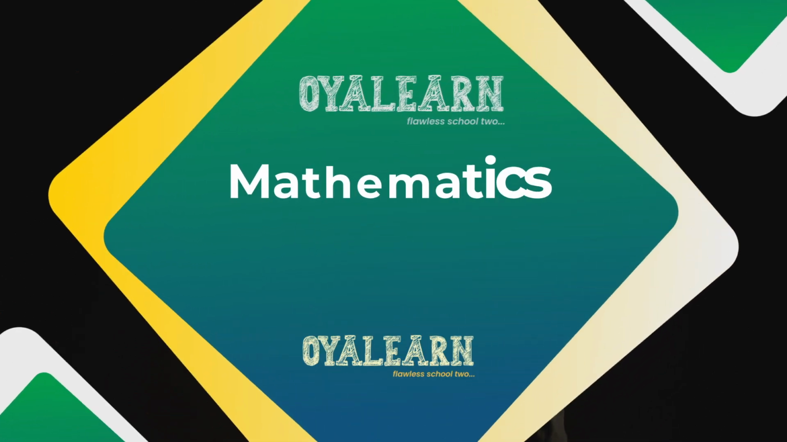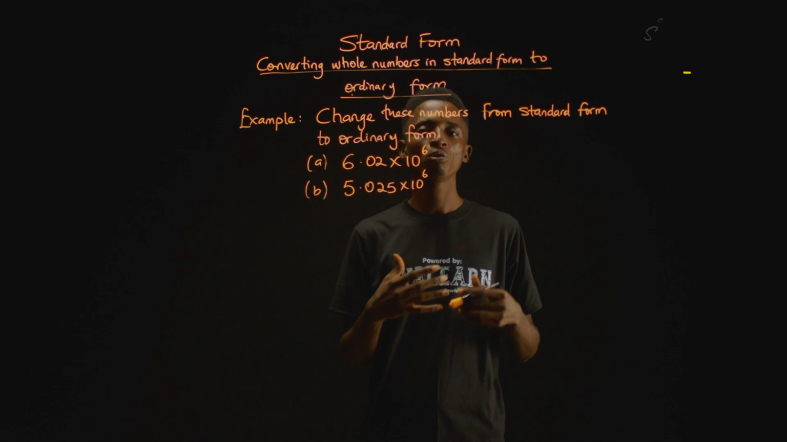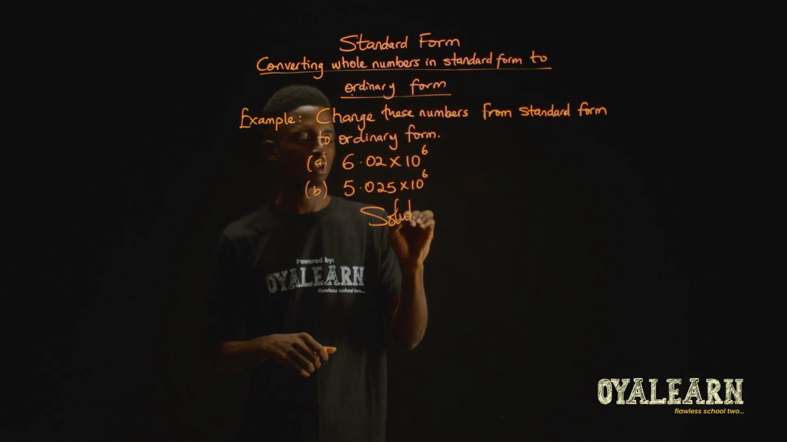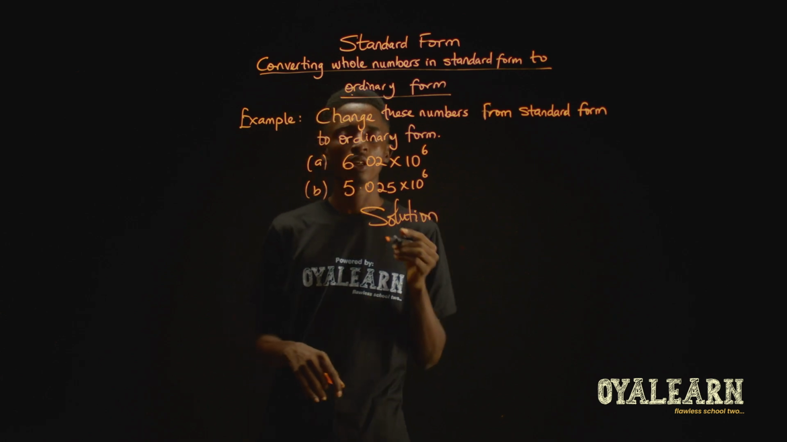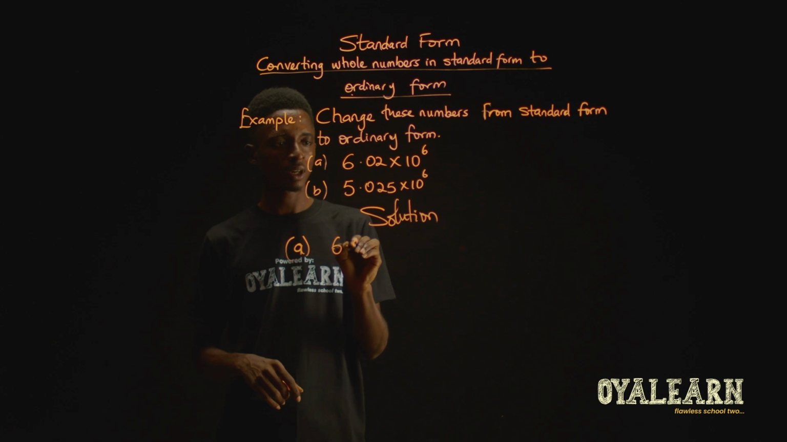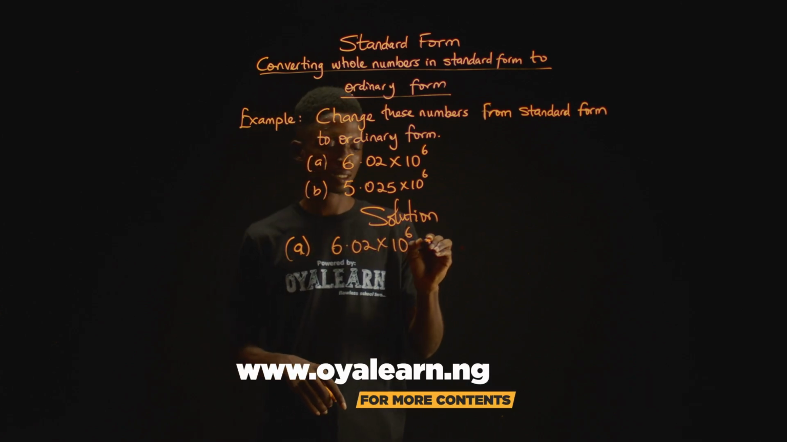Now let's try to express these numbers that are in standard form and then change them to the ordinary form. Solution. For A, we have 6.02 multiplied by 10 raised to the power of 6.